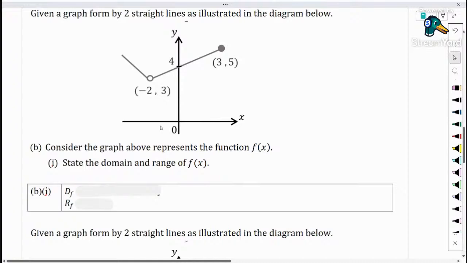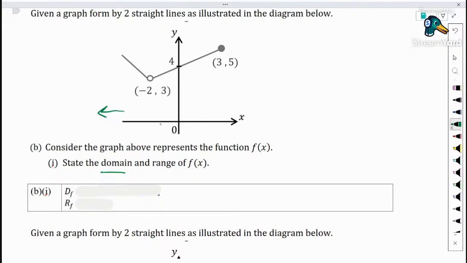And part B. If you consider the graph above to represent a function with the name of f(x), or the graph is named f, state the domain and range for the function f(x). So first of all, what is the domain? In terms of the graph, you want to see, if you extend the graph, how far it can go to the left and how far it can go to the right. And in between here, do they have any undefined value?